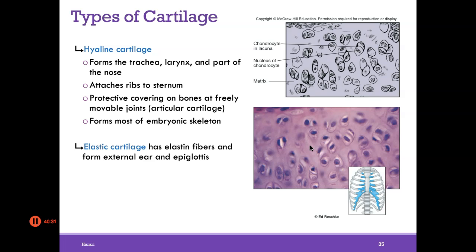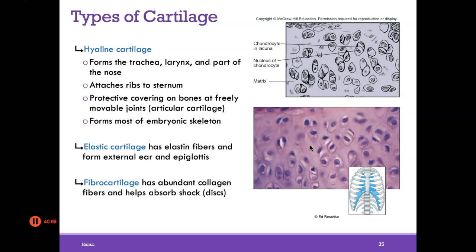Elastic cartilage has elastin fibers. So it has like a web-like mesh amid the lacunae. And this we see in our external ear and in the epiglottis. Finally, we have fibrocartilage, which has a lot of collagen fibers. And this we see in the intervertebral discs.